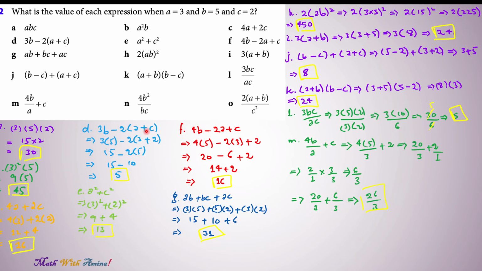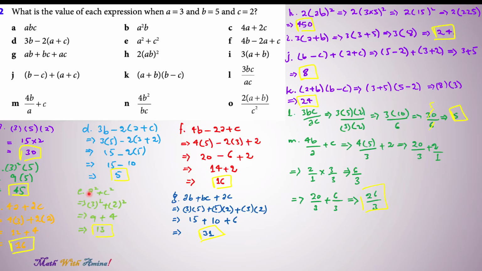The fourth expression is 3b minus 2, in the bracket a plus c. First we replace the variables with their values. So it will become 3 multiplied by 5 minus 2, in the bracket 3 plus 2. Starting with the left hand side, 3 multiplied by 5 is equal to 15. And here 3 plus 2 is equal to 5. So 2 multiplied by 5 is equal to 10. 15 minus 10 is equal to 5.